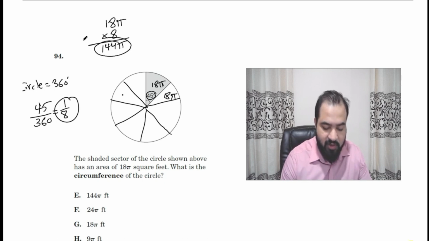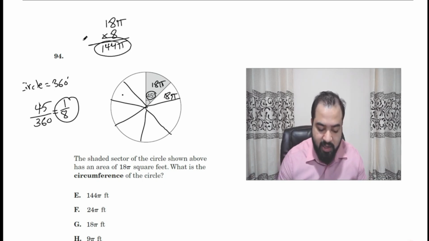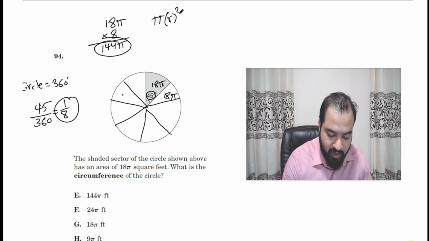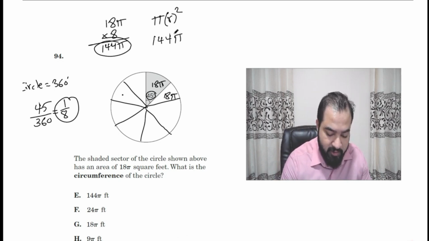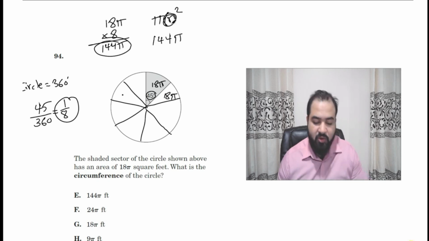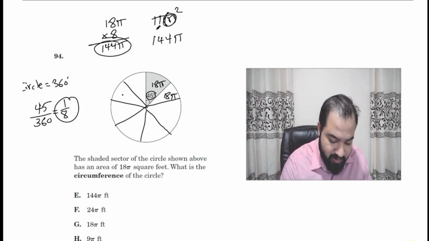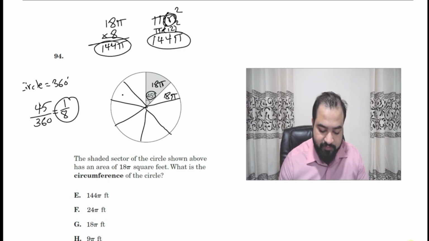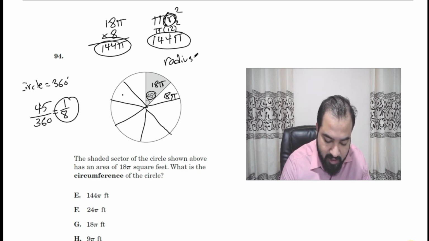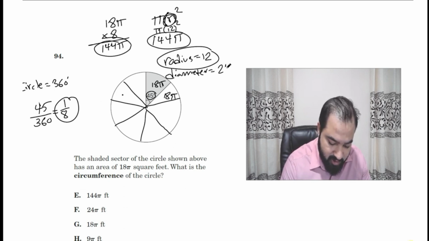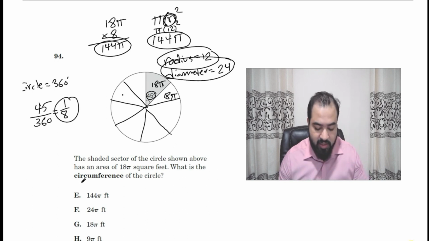So the area of the circle is 144 pi. I just said the area formula is pi times the radius squared, and that turned out to be 144 pi. So what must have been the radius? That's the square root of 144, meaning what times itself will give you 144. That will be 12. So the radius must have been 12. It was pi times 12 to the power 2, that gave you 144 pi. So our radius is 12, which means the diameter is 24, double. Now they're asking for the circumference.